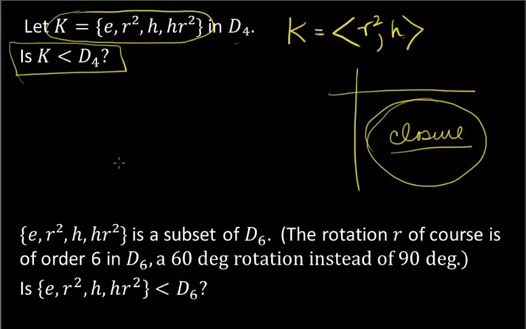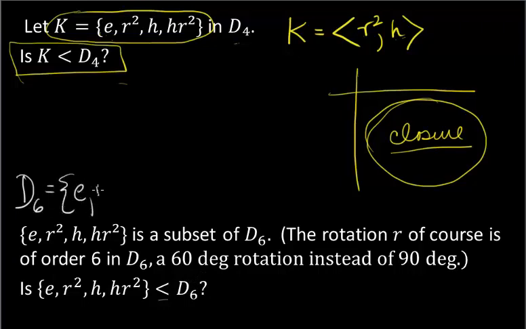So yes, it's a subgroup of D4. But is it a subgroup of D6? Let me change color here to talk about D6. Is this a subgroup of D6? The rotation now, r, is in D6. R has order 6, so it's a 60-degree rotation instead of 90. And let's write out the elements of D6.